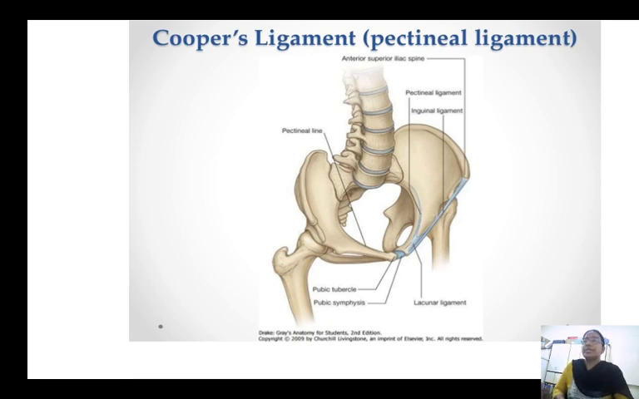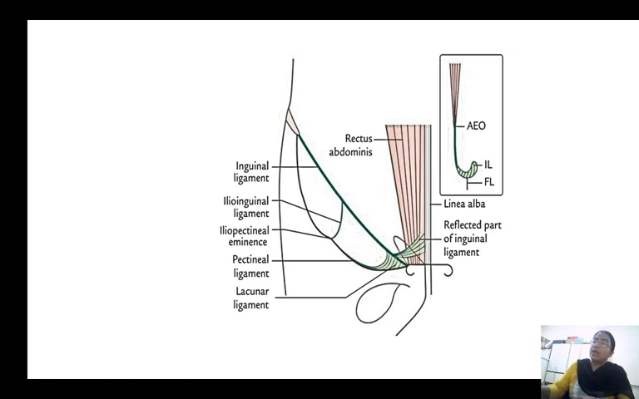This is about the external oblique. All in all, I have also revised it: the inguinal ligament, its extension the reflected part of the inguinal ligament, the lacunar ligament, and the pectineal ligament or Cooper's ligament.